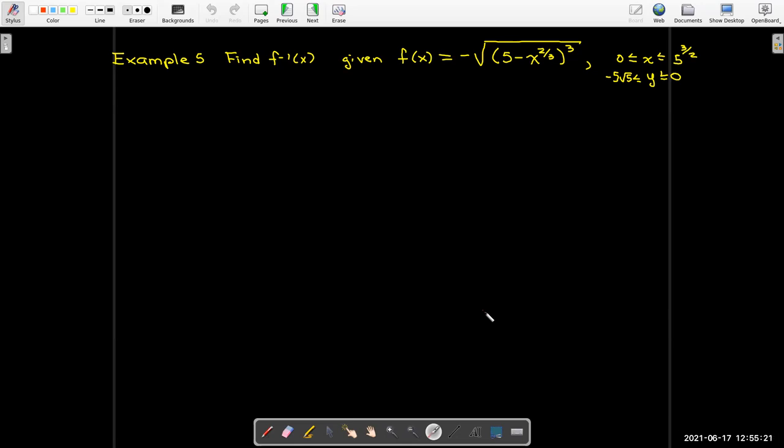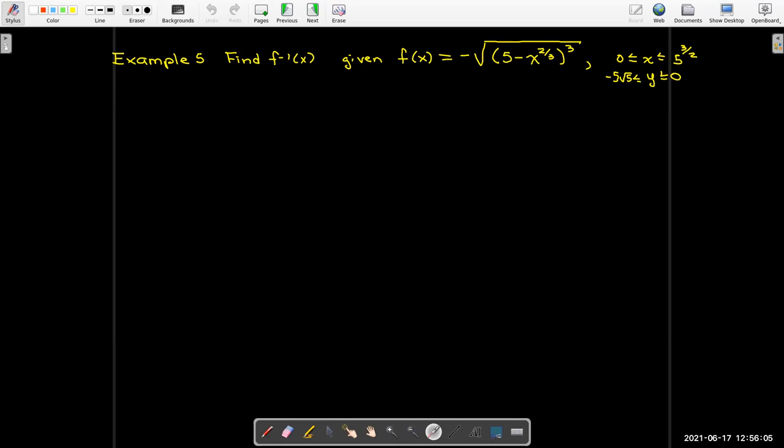So let's look at a more complicated example here. Here we're looking at the negative radical sign, that's all I need, this negative sign here, of the quantity 5 minus x raised to the 2/3 power, all raised to the power of 3. Now, because of this restriction that I can only have a positive number under the radical sign, there's definitely a restriction on x.